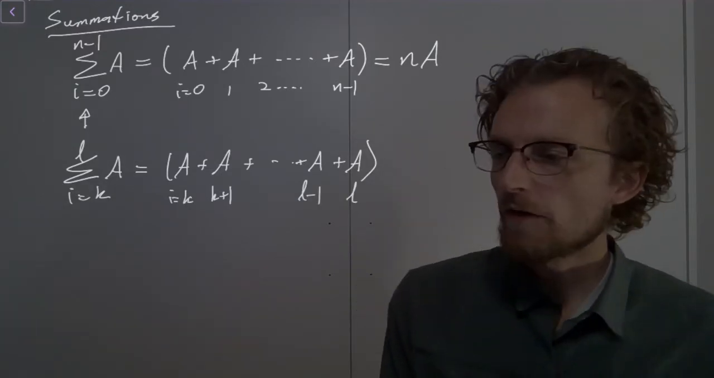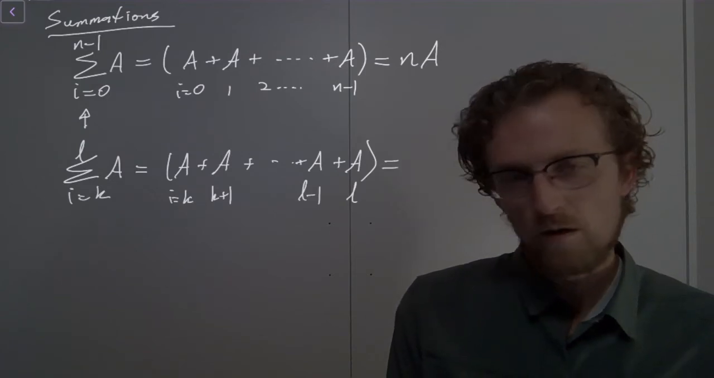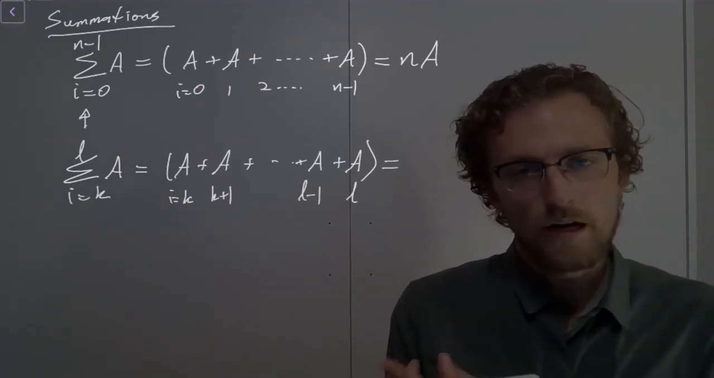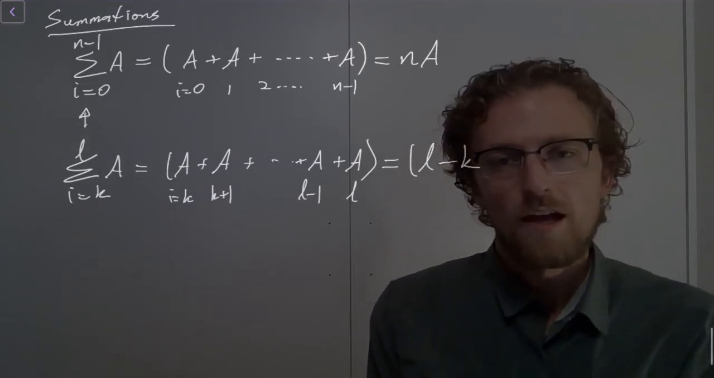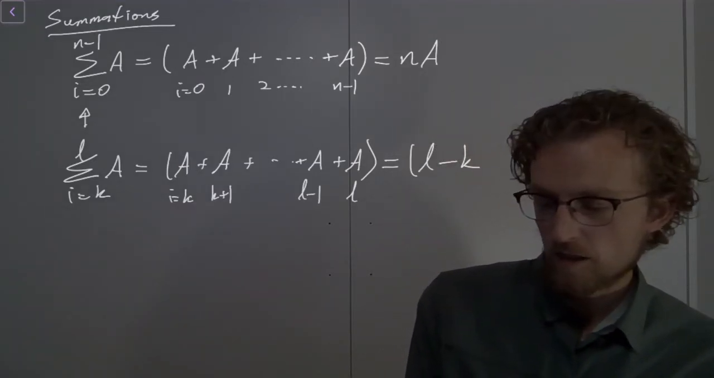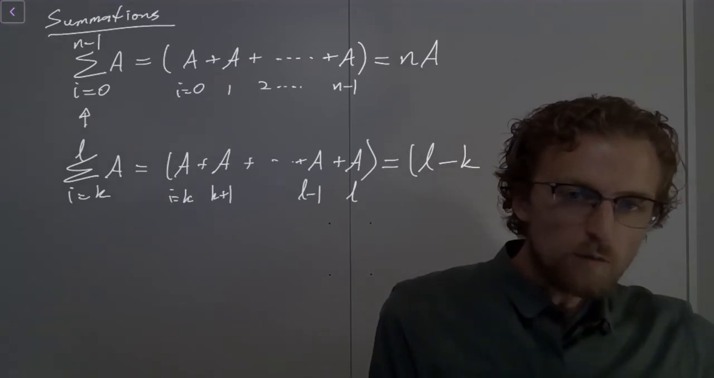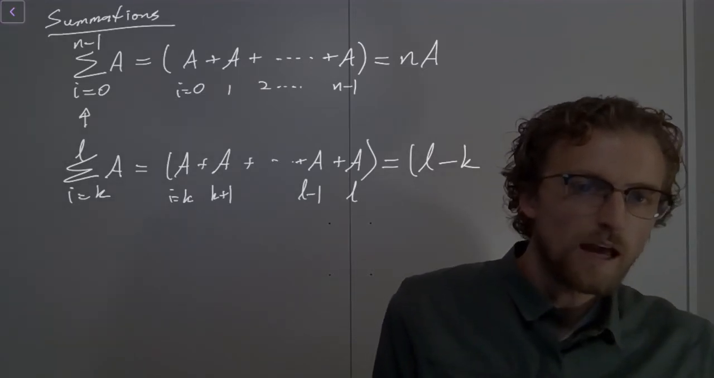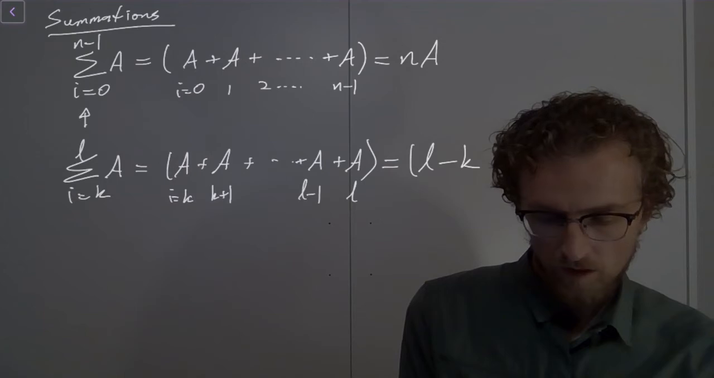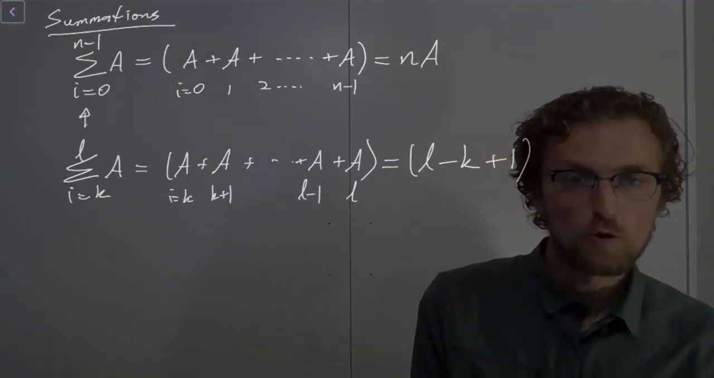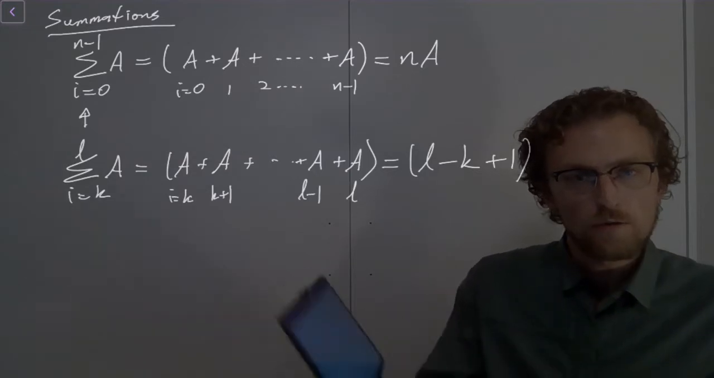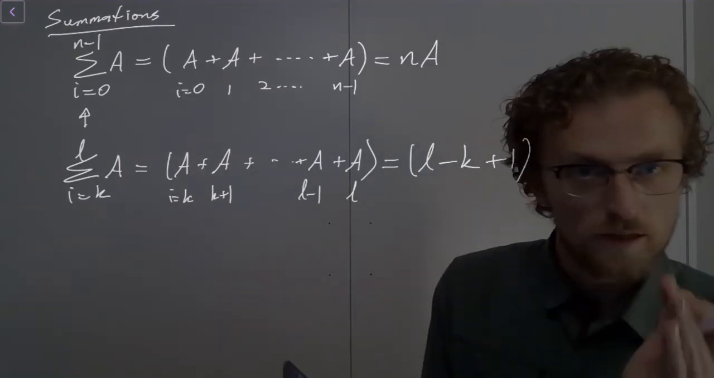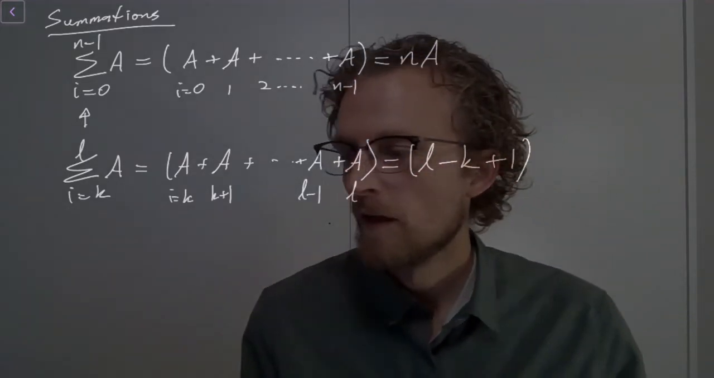So how many are there altogether in here? Well, we ended at L and we started at k, so there's going to be an L minus k term. And then to account for the fact that our sum is including both i equals k and i equals L, we have to add another one. I won't prove that to you here. Do it yourself, it's super easy. Just convince yourself that that plus 1 is necessary, that it's not just L minus k.